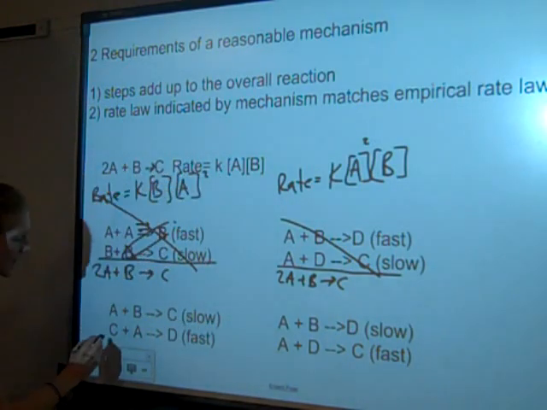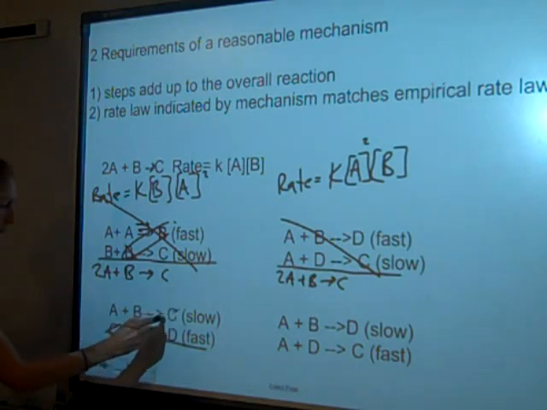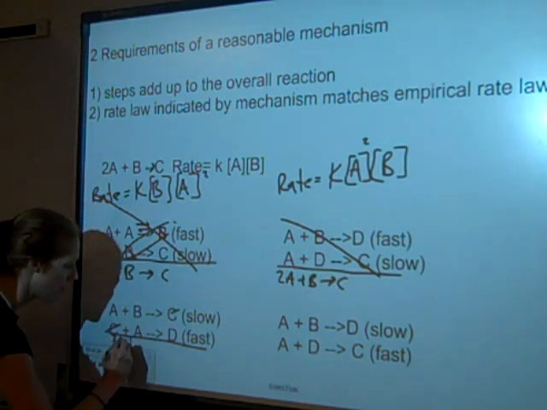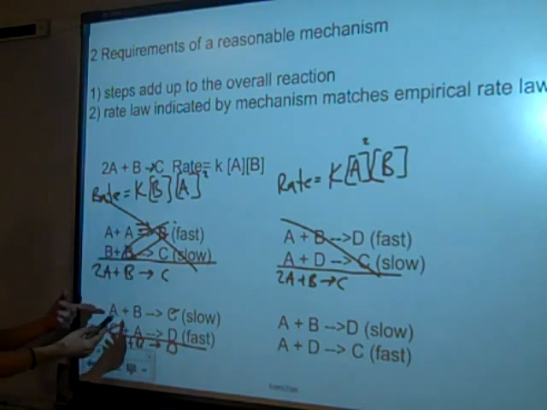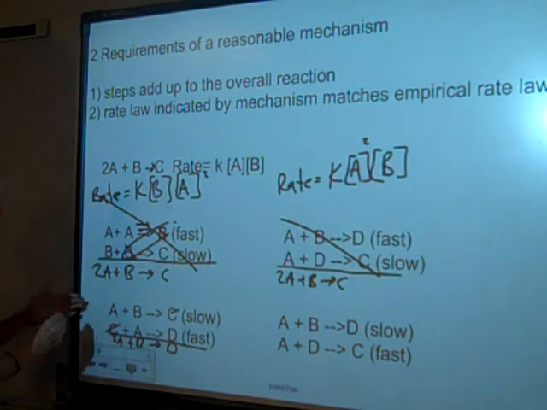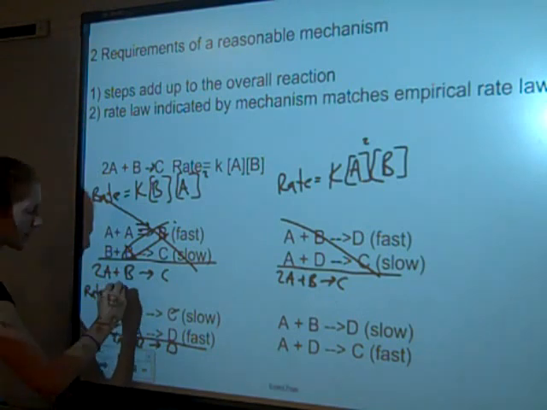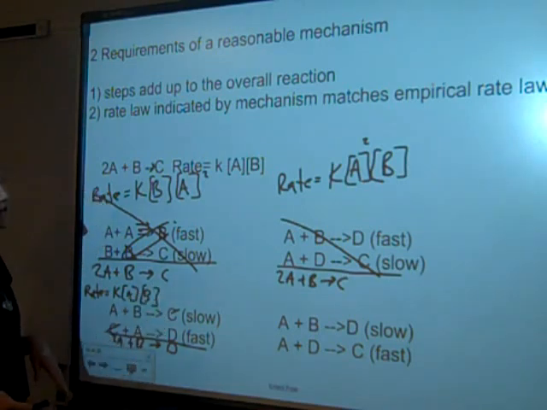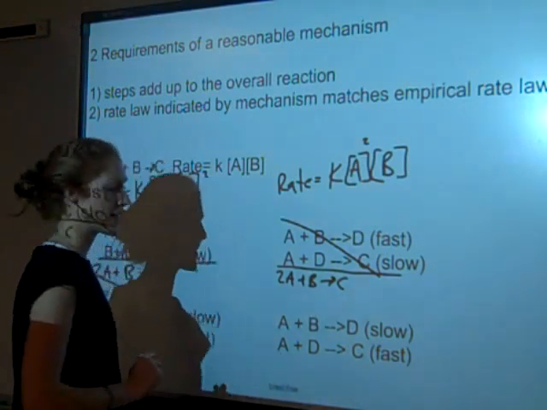Then, let's look at this one. If I add up the steps, I can see that I have the wrong reaction because C is canceling out, and I end up with A plus B plus another A makes D. So 2A plus B goes to D. So that doesn't work. Although the rate law would have been nice because it's based on the slow step. This one's rate law would be rate equals k times the concentration of A times the concentration of B. So it matched the rate law, at least we have that, but the overall reaction doesn't work, so this is not an option either.